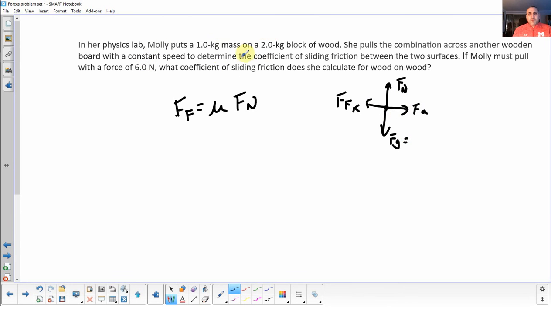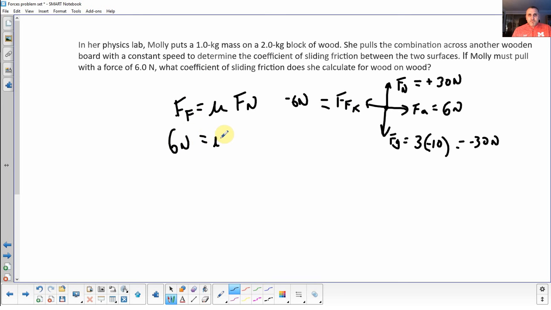We know the gravitational force is 1 kilogram plus 2 kilograms, which is 3 kilograms, times the acceleration due to gravity, which is negative 10. So that'll be negative 30 newtons going down. Therefore, the normal force must be positive 30 newtons going up. She's also pulling with a force of 6 newtons going to the right. That means friction must be 6 newtons to the left, so we'll give that a negative 6 newtons. So the force of friction is 6 newtons, which equals mu times the normal force, which is 30 newtons.